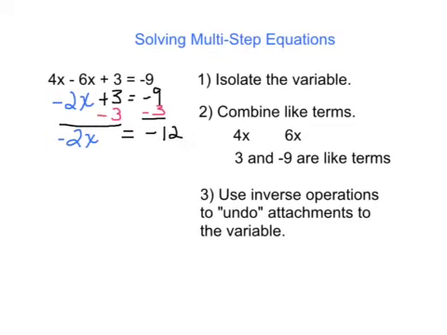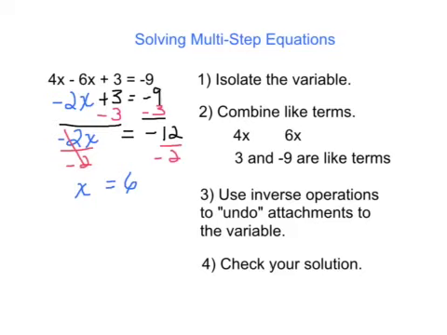Now I can use inverse operations to undo the multiplying of a negative 2 to the variable. So to undo that one, I'm going to divide both sides of my equation by a negative 2. A negative 2 divided by a negative 2 is 1, so I am left with x is equal to a negative 12 divided by a negative 2, which is a positive 6.